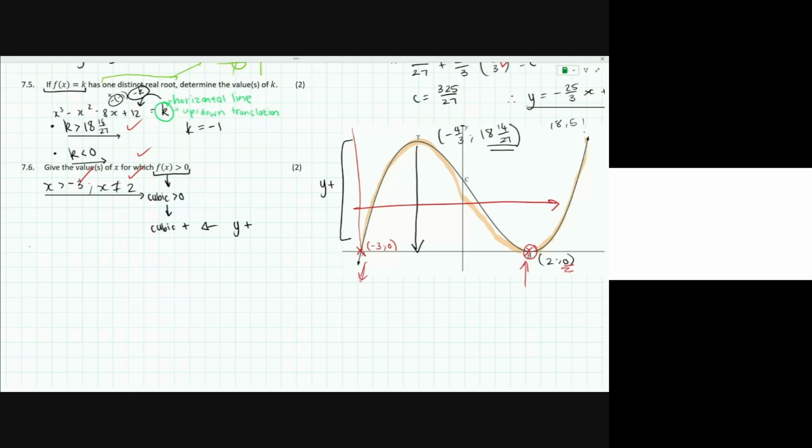I suppose it could, but I've never seen it asked. If you're asking me how it would be asked, let me just think about this. Which values of y? The y values are more asked as range questions.